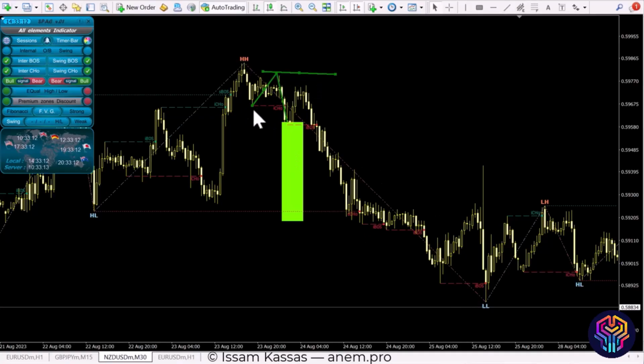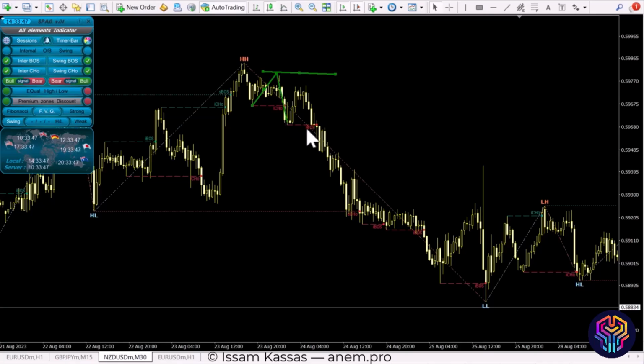Now, you could have your labeling again here, but you can understand the labeling from the way this structure is outlined. So that is one way to look at the internal change of character and take advantage of it. You have also the internal breakout of structure, which I got here. I have a change of character followed by breakout of structure. That could be a double confirmation, even to not take this trade, the first one, and take this one instead.